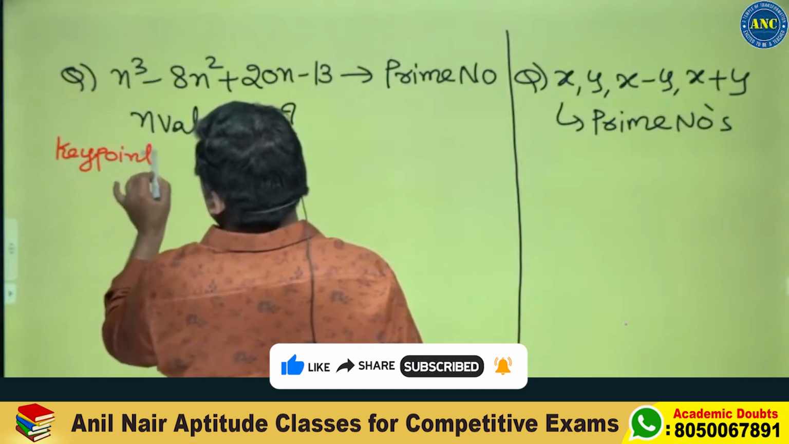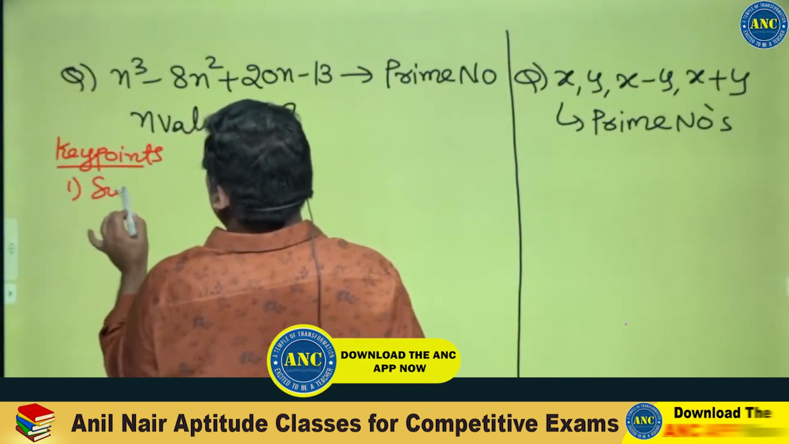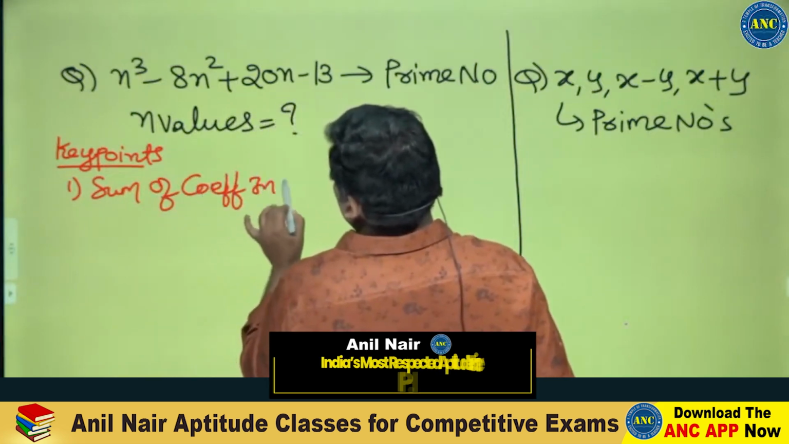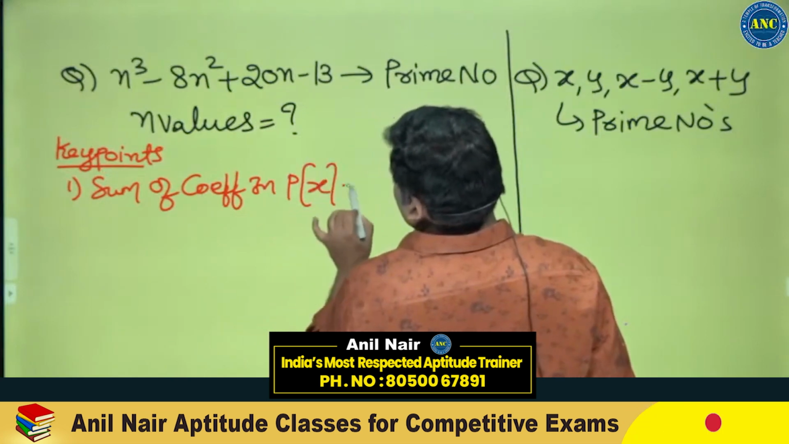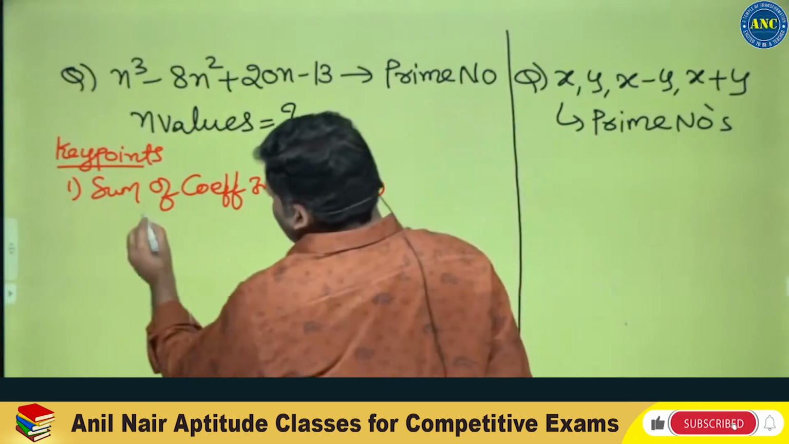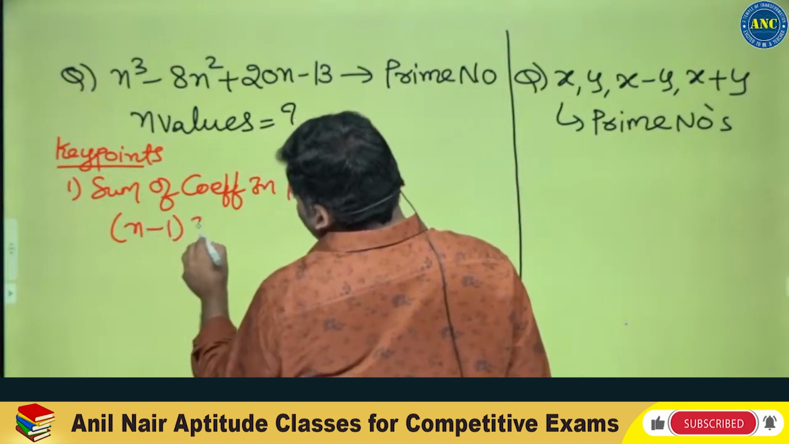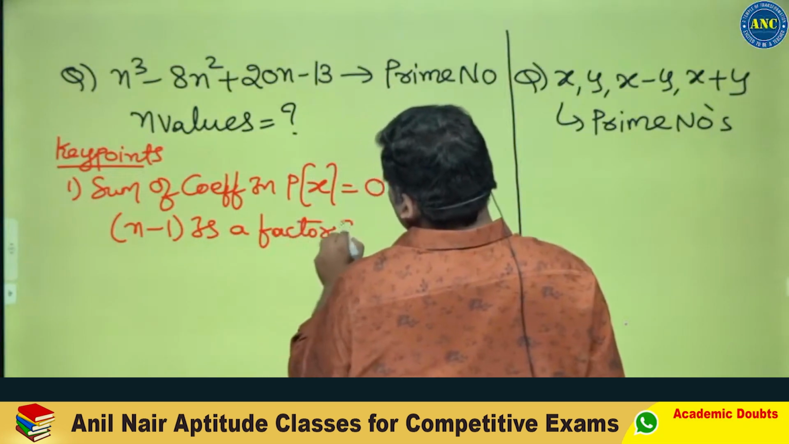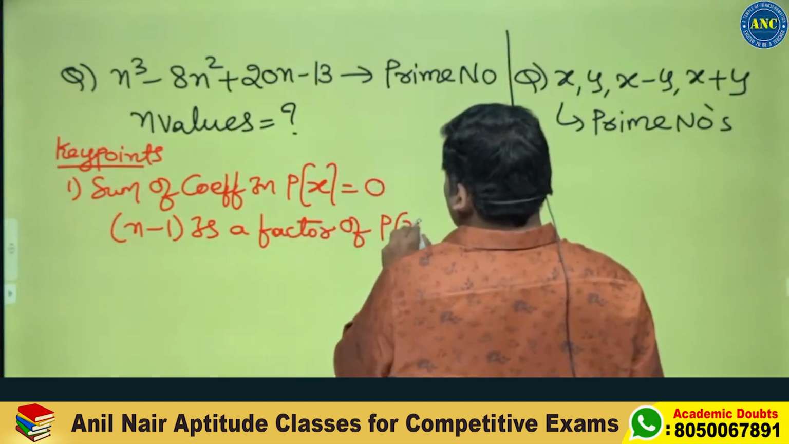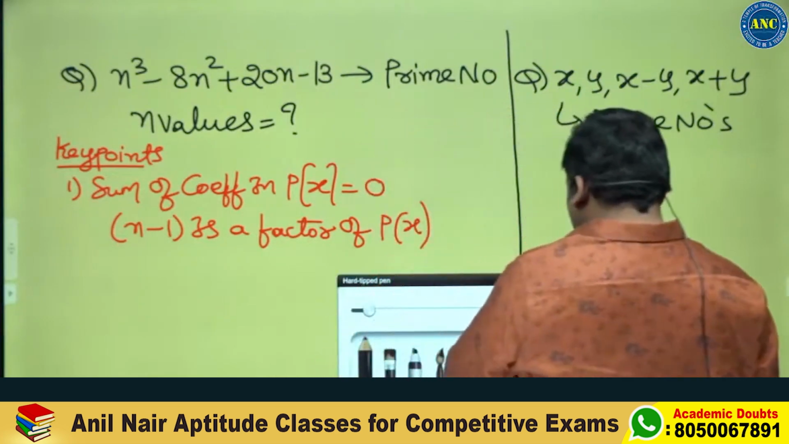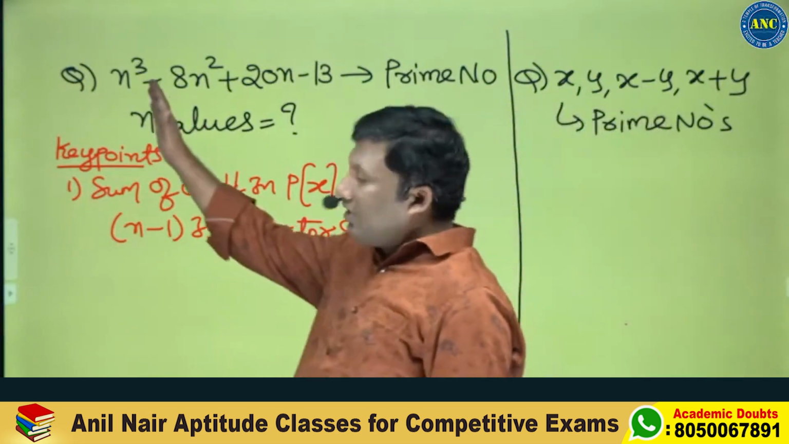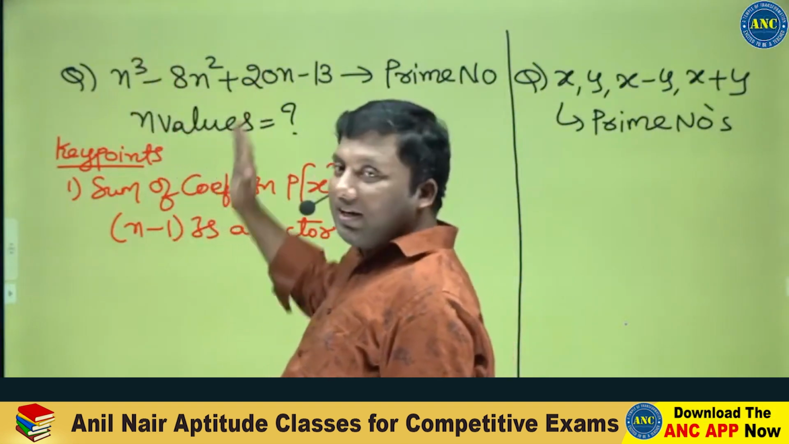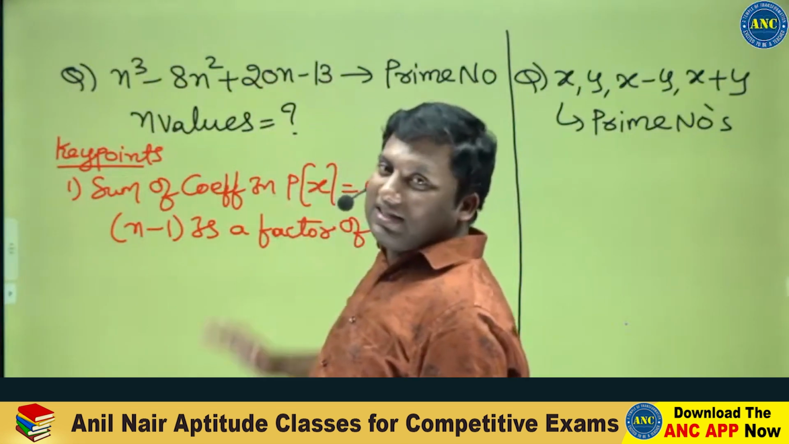Key point: if the sum of the coefficients in P of x is equal to 0, that means n minus 1 is a factor of P of x. Point clear? Sum of the coefficients. Substitute n equivalent to 1: 1 minus 8, minus 7. Plus 20, 13. 13 minus 13, 0.